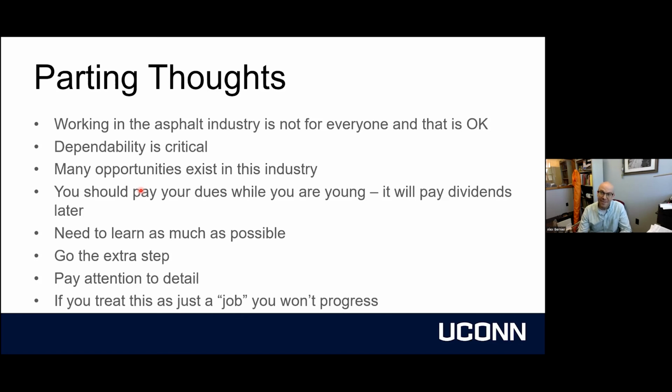But dependability, if you haven't guessed, is really critical. There are 24 people, right, relying on this to go right. If you don't show up because you were out partying the night before, that's a problem. You do have to put in your time and pay your dues, and it will pay. Everyone notices good workers, and they do get rewarded, especially in construction.